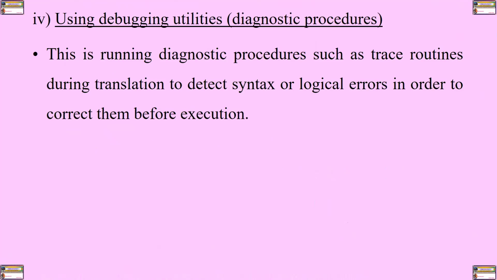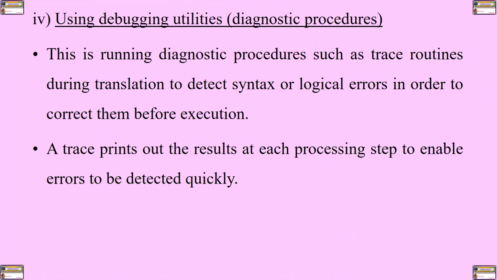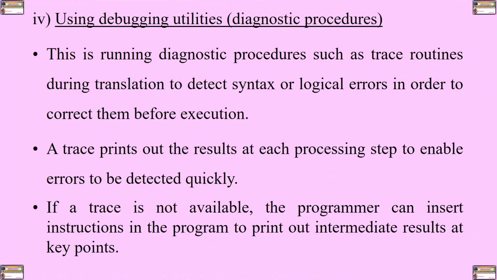Number four is using debugging utilities, or what we call diagnostic procedures. This is running diagnostic procedures such as trace routines during translation to detect syntax or logical errors in order to correct them before execution. A trace prints out the results at each processing step to enable errors to be detected quickly. If a trace is not available, the programmer can insert instructions in the program to print out intermediate results at key points.